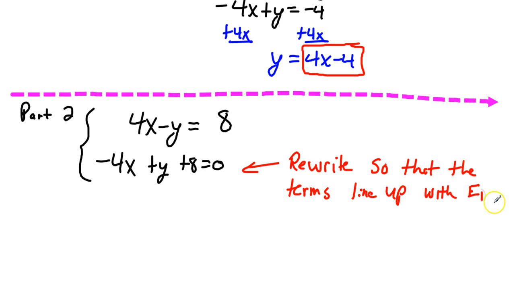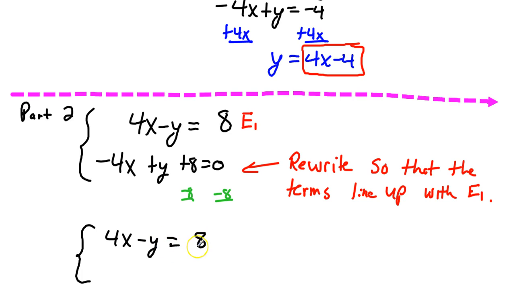With the top equation, which we're calling E1 here, the x's are good and the y's are good. We just need to take this 8 and move it over to the right-hand side. All we've got to do is subtract this 8 and move it over to the right-hand side. So we've got 4x minus y is equal to 8. This one we've got a negative 4x plus y. When you move this over, now it's a negative 8.